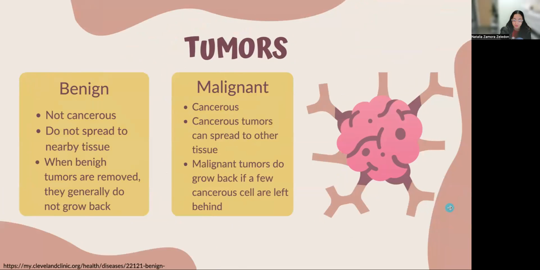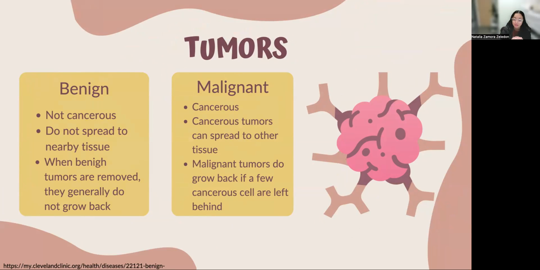There are two types of tumors. Benign tumors are not considered cancer because those cells tend to have less mutations in them, which means they won't disrupt our body as much. Benign tumors also do not spread to other parts of our body, so they can easily be removed surgically, and they generally do not grow back.